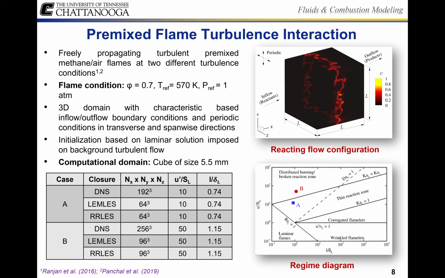And you can also see in the lower diagram that we have each case plotted in a turbulent premixed regime diagram. And of course, A is in the thin reaction zone, B is in the distributed burning broken reaction zone. And of course, in that top figure, you can actually see the boundary conditions. So we have periodic and we have the inflow and the out.